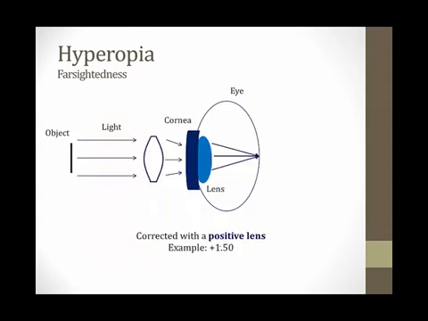Hyperopia is connected with a positive lens. This is basically a magnifying glass. It focuses the light a little bit more before it reaches the cornea, and thus when the cornea focuses the light, it ends up falling on the retina. And an example of a positive lens is a lens prescription of plus 1.5 or plus 2.0. These are positive lenses to correct hyperopia.